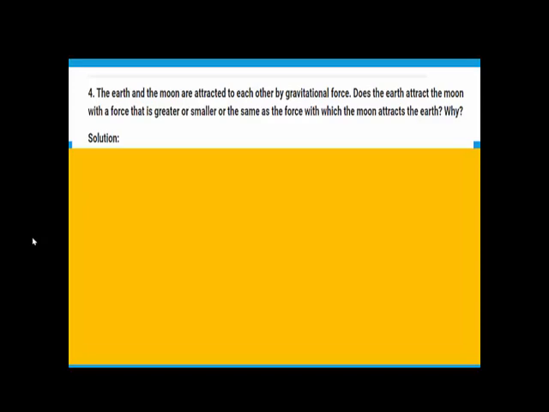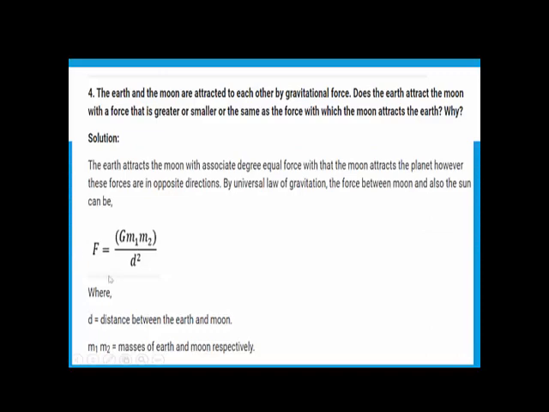The earth and the moon are attracted to each other by the gravitational force. Does the earth attract the moon with a force that is greater, smaller, or the same as the force with which the moon attracts the earth? Both attract each other with the same force, because in the formula all these terms will be the same in case of the earth as well as the moon. So both will attract each other with the same force.